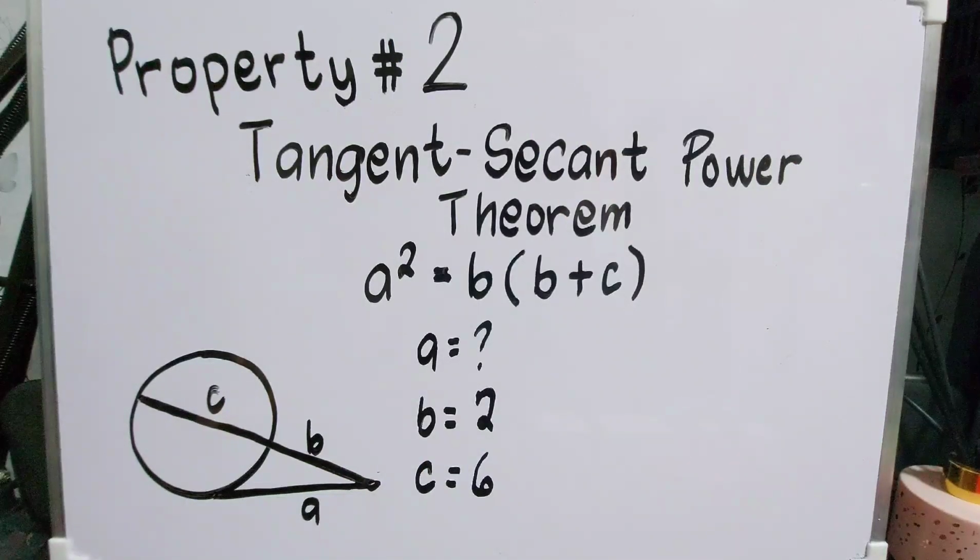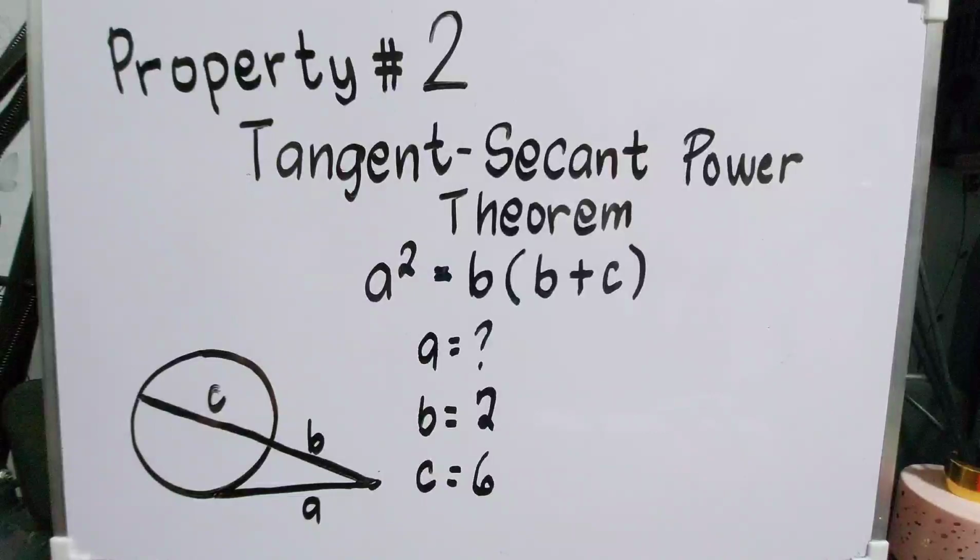Next, property number 2, tangent secant power theorem. This property states that if a secant segment and a tangent segment share an endpoint outside the circle, then the product of the lengths of the secant segment and its external segment equals the square of the length of the tangent segment. For example, in this circle, we have a tangent segment and a secant segment that share an endpoint outside the circle. So we will use property number 2.